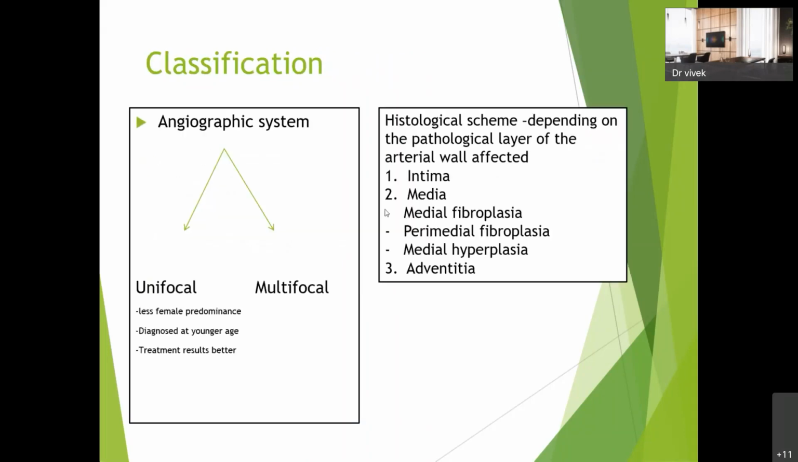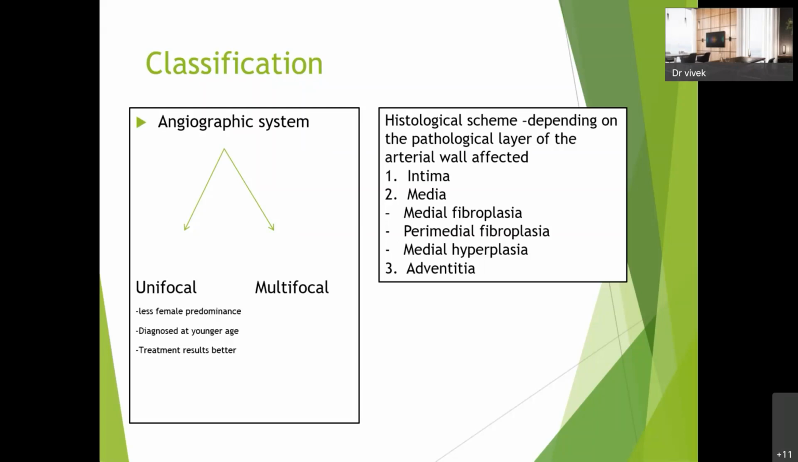Coming to the next slide, classification. Traditionally, FMD has been classified depending on the pathological layer of the arterial wall affected, into intima, media, and adventitia. Medial types have been divided into medial fibroplasia, perimedial fibroplasia, and medial hyperplasia. But with the recent deficit in tissue sampling for classifying this way, we have proceeded with the angiographic system of classification, and we differentiate mainly into unifocal and multifocal.